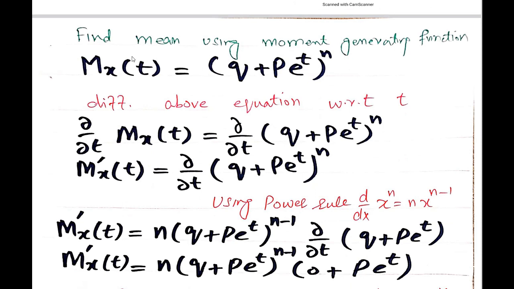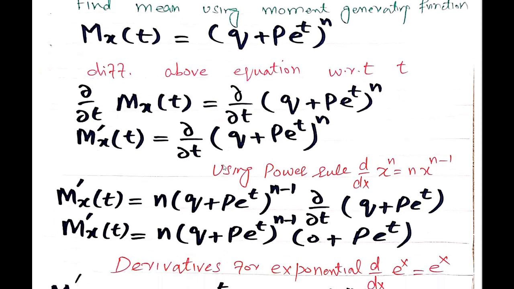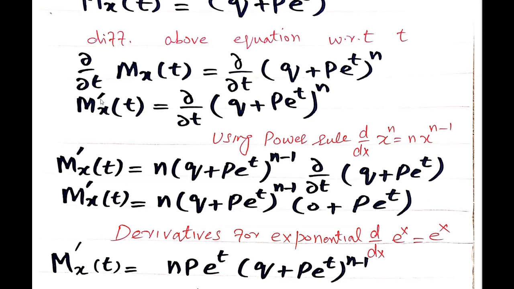Now we find the mean by using moment generating function. This is the moment generating function. We differentiate the above equation with respect to t: d/dt M_X(t) = d/dt (q+pe^t)^n. We write it simply as M'_X(t). This is the notation that we use for differentiation.